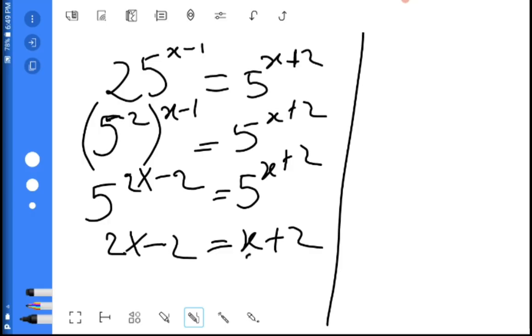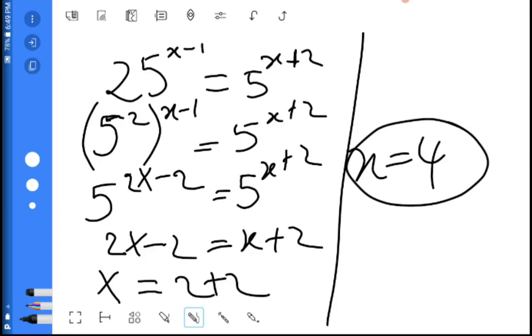Now you have to bring this one to the other side of the equation. I hope you know this. When you do that, you have 2x minus x, meaning that x is equal to 2. You now bring this one to this other side. We call it bringing like terms together for those who don't know yet. So you have 2 plus 2 on this side, and x becomes 4. This is your answer.